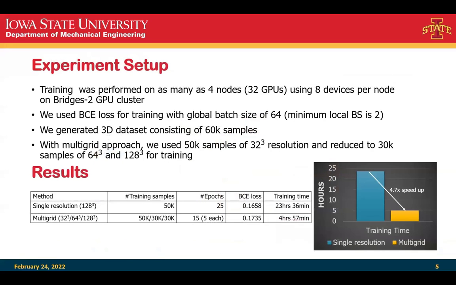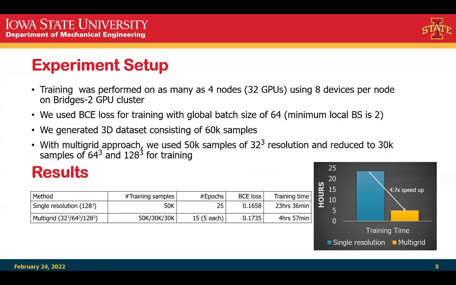Now coming to the experiment setup, we perform training on as many as 4 nodes or 32 GPUs using 8 devices per node on the Bridges GPU cluster. We use binary cross entropy loss for training with a global batch size of 64. We generated a 3D dataset consisting of 60,000 samples. With the multigrid approach, we used 50,000 samples of 32 cube resolution, and we are able to reduce the number of samples for both 64 and 128 cube resolution to 30K samples.